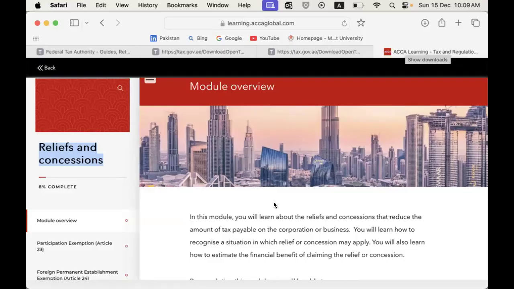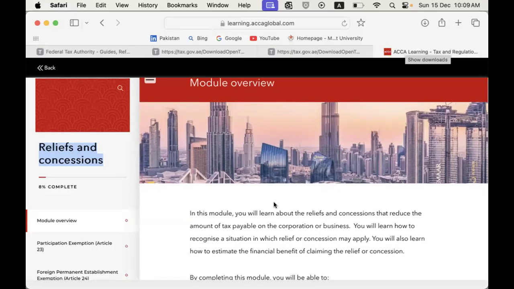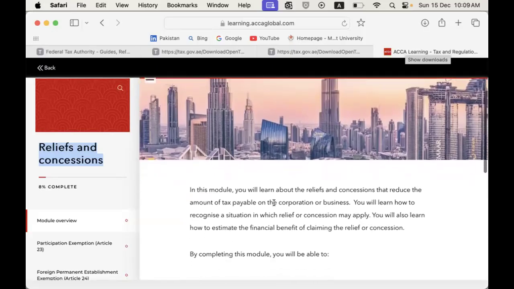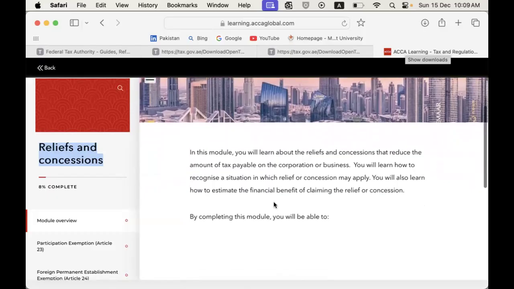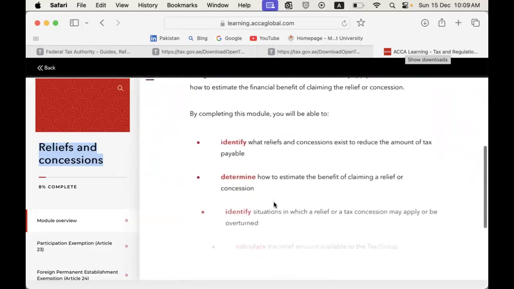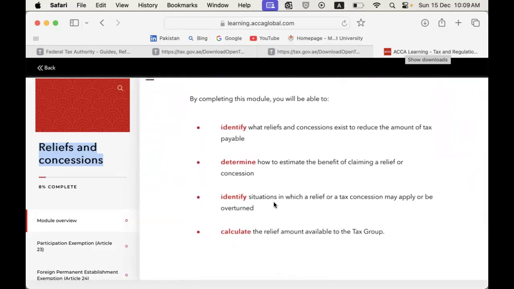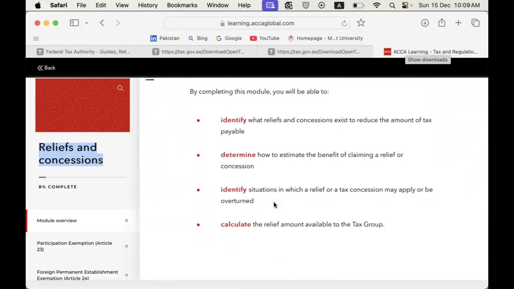Today, inshallah, we'll be reading about reliefs and concessions as stated and described or provided for in the UAE corporate tax law, and probably we will have some references to the OECD's model tax convention as well in this regard, how the international taxation addresses relief and concessions.